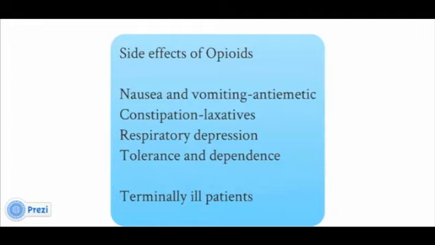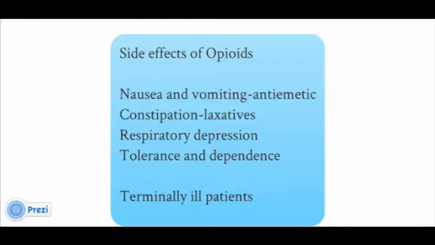Tolerance and dependence occur when there is continuous treatment with opioid analgesics, and this is when abuse of opioid drugs occurs. In terminally ill patients or patients suffering from pain originating from a cancer, a steady increase in opioids is required. These situations can be quite tricky, as in the clinical context, dependence is unimportant.